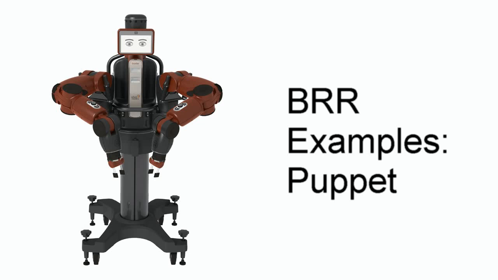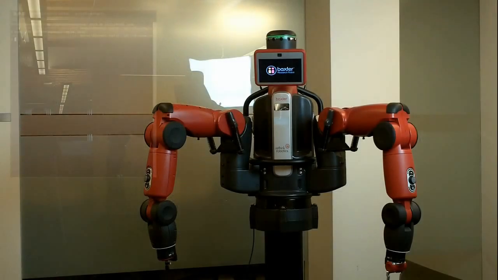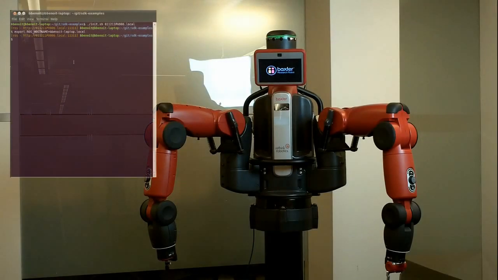Hi. In this video, we're going to walk you through running the puppet example on the Baxter Research robot. The puppet example allows you to grasp and move one of Baxter's arms, while the other arm is matching the velocities at each joint.